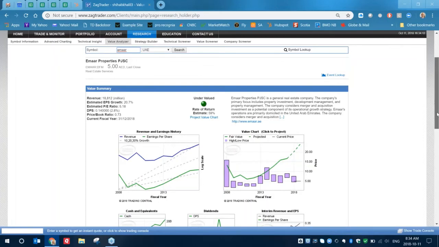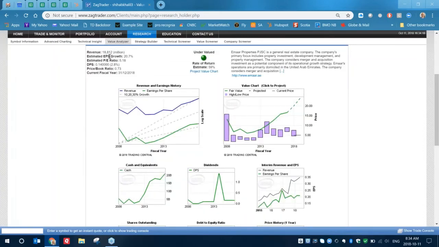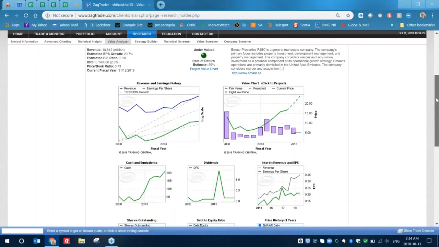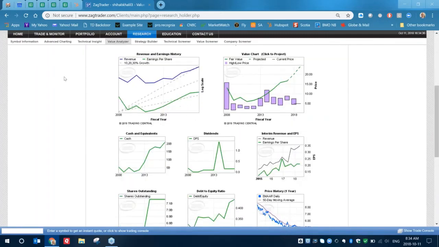So the revenue is 18 billion. EPS growth rate is 20.7%. Current PE ratio is very low at 5.18. And there's a dividend yield of 2.8% and so on. And you can see we lay out a whole bunch of different charts for you to take a look at. And these basically tell you what you need to know to see whether this particular company matches the principles of value investing. So what do value investors care about?